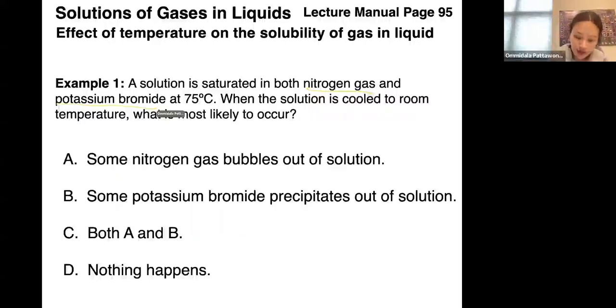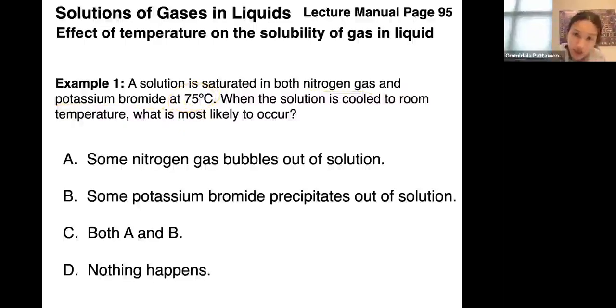Okay, so first we need to know that this is a gas, right? So potassium bromide would be the solid that dissolves in liquid. This is at 75 degrees Celsius, which is already an elevated temperature. The question asks, when the solution is cooled to room temperature, so that means it's going to go from 75 degrees Celsius to about 20 to 25 degrees Celsius. It's asking what is most likely to happen.